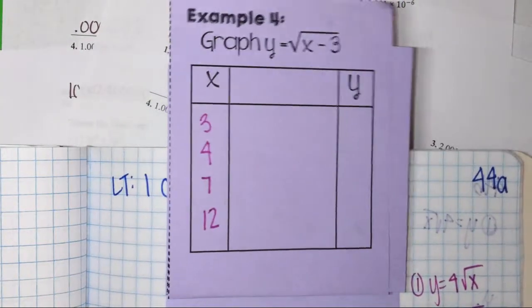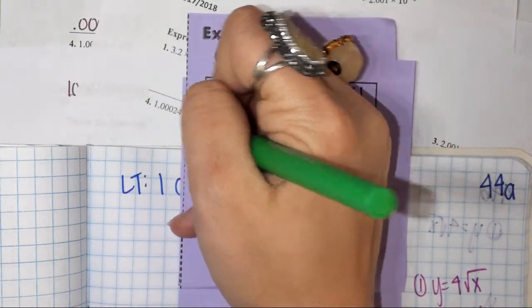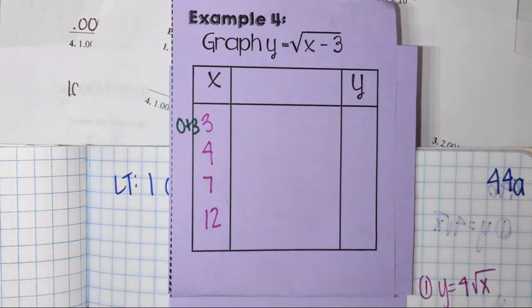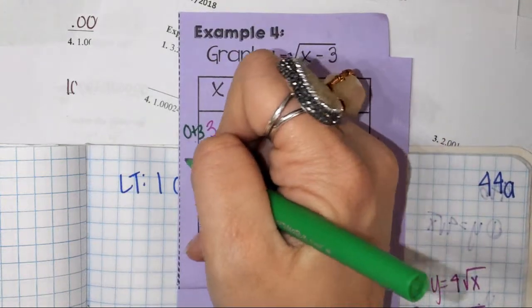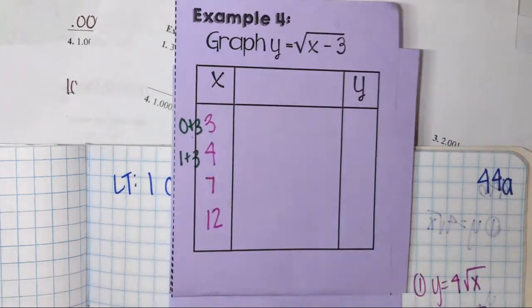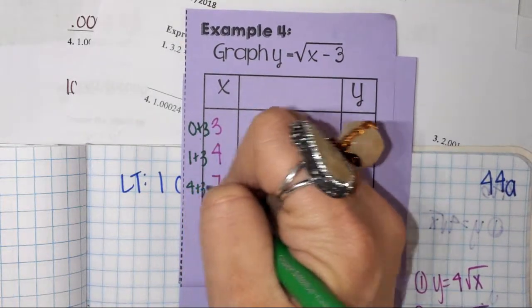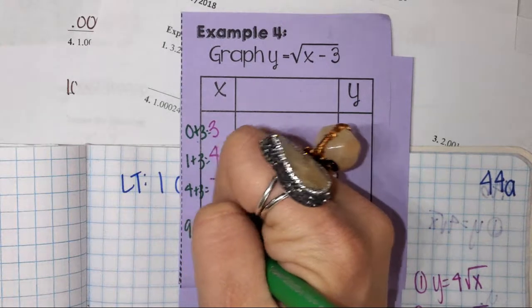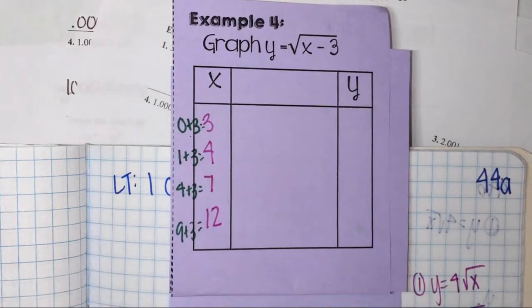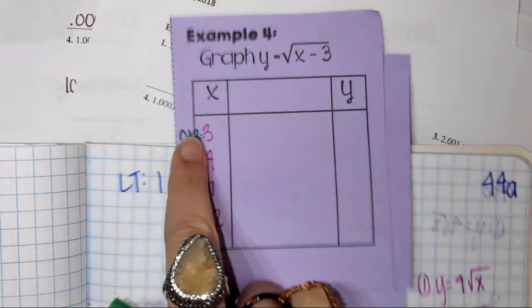All right, so now to show you guys what I did, I'm going to write on the side that right here, I did 0 plus 3, because that's my perfect square, and you do the opposite of what's under here. Then I'm going to do 1 plus 3, because that's my next perfect square. And then 4 plus 3. And then 9 plus 3. If I was adding under the radical, what would I have to do right here?